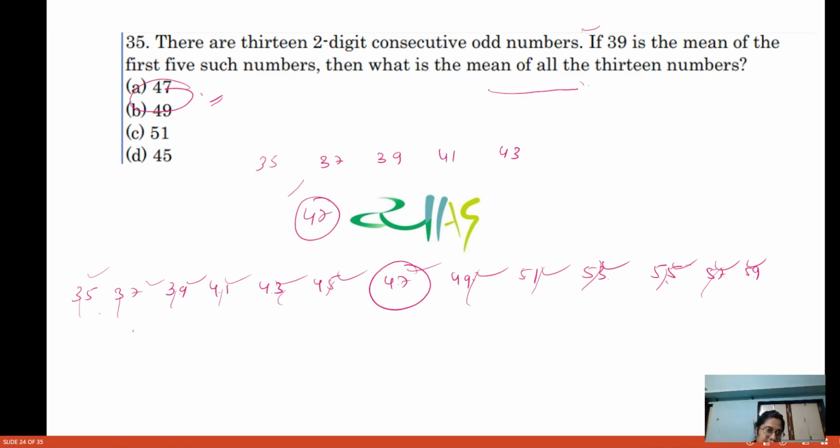ठीक है, ये 47 है मीन. तो ये तो बिल्कुल नंबर लाइन से ये कॉन्सेप्ट, ये क्वेश्चन हो गया. अदर देन नंबर लाइन हाउ कैन वी डू दिस क्वेश्चन? ओके, अदर देन नंबर लाइन इस क्वेश्चन को और कैसे किया जा सकता है?